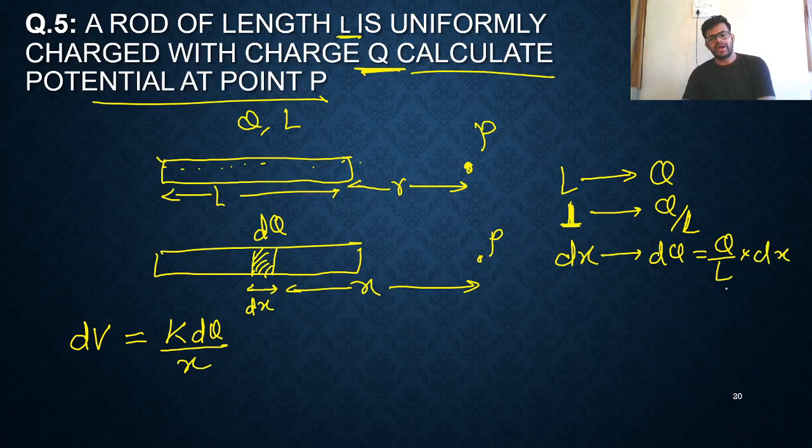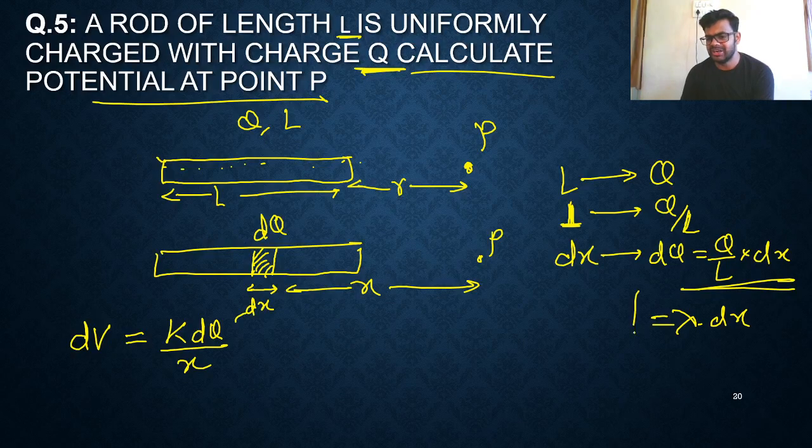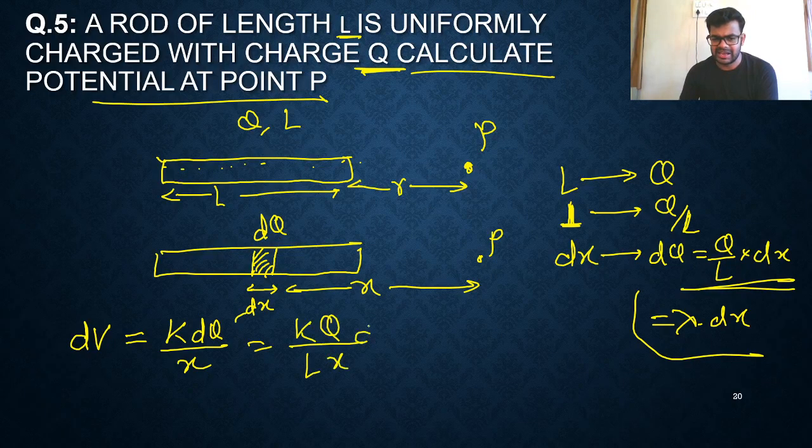Are you getting? All of you have studied this type of method in 10th class, 9th class, 8th class, right? So simply speaking, L length is having charge q, so one length will have charge q by L. Next, dx length will have charge, charge per unit length into dx. It can also be written like this, lambda dx. Lambda is charge per unit length. So you can write here k, q, by L, x, and dx.